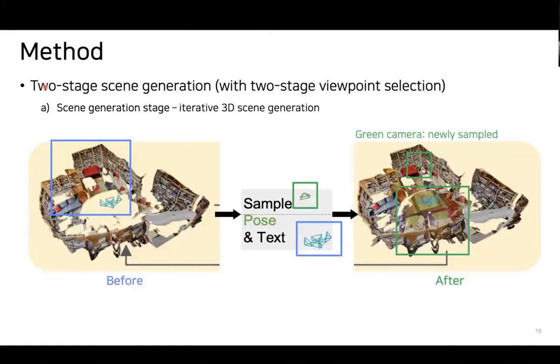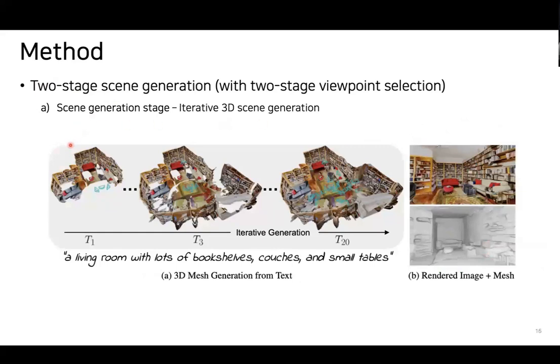The first stage is the scene generation stage. In this stage, we sample a new camera pose, noted in green, and iteratively generate the whole 3D scene, but not complete. So this is the whole pipeline. The rendered images and meshes show highly detailed generation quality.